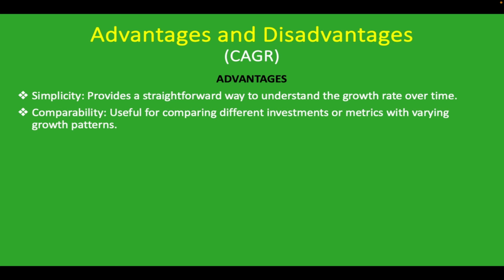The second one we have here is comparability. I've just mentioned this, and that is where it ties in with simplicity. It's a simple formula. You calculate it, useful for comparing different investments or metrics with varying growth patterns. And so if you've got different investments or different companies with different revenues in different amount of periods, then you're able to use the CAGR gauge for the two companies. And as I mentioned when we were looking at the example, whichever one is higher is likely the one that you would consider if you're only going purely on the CAGR.